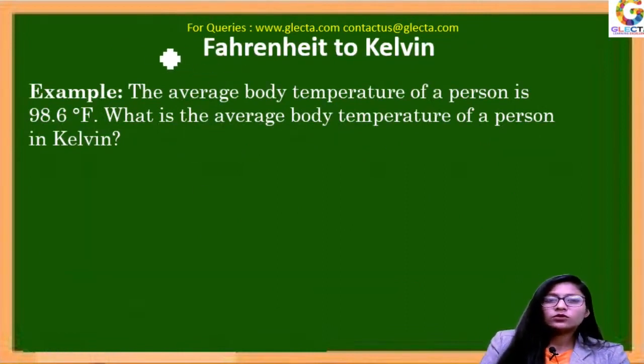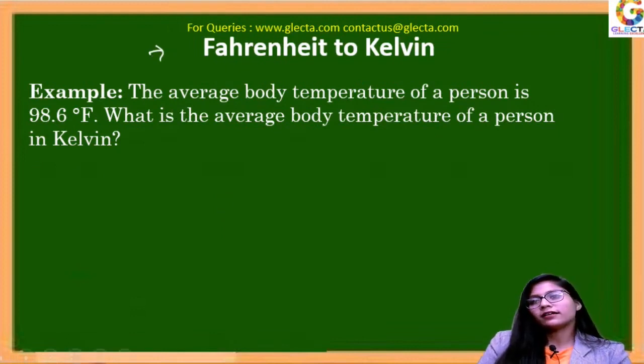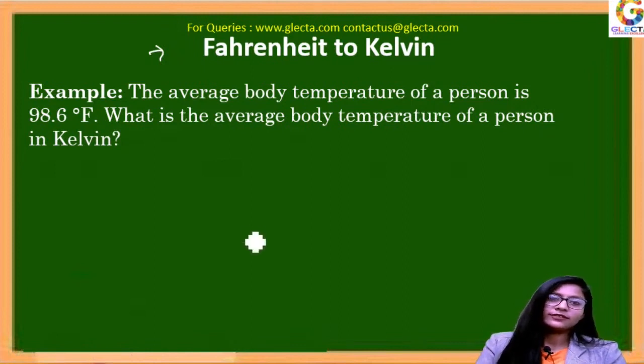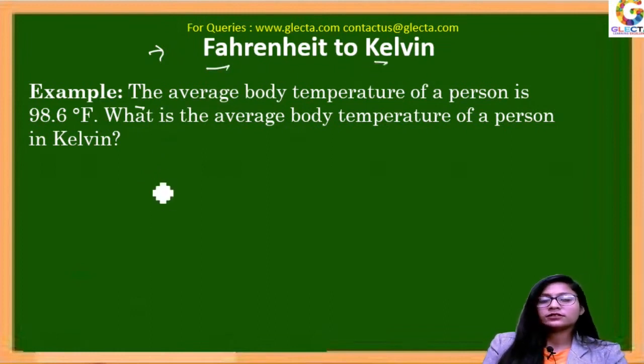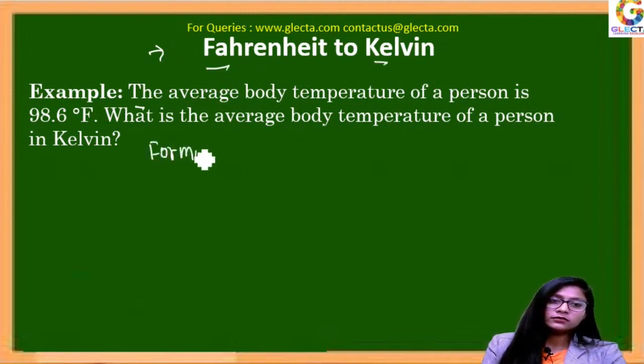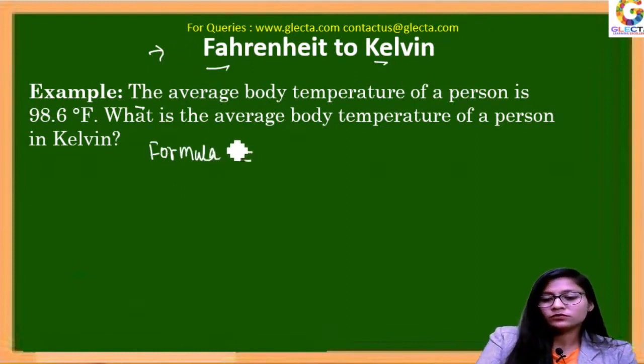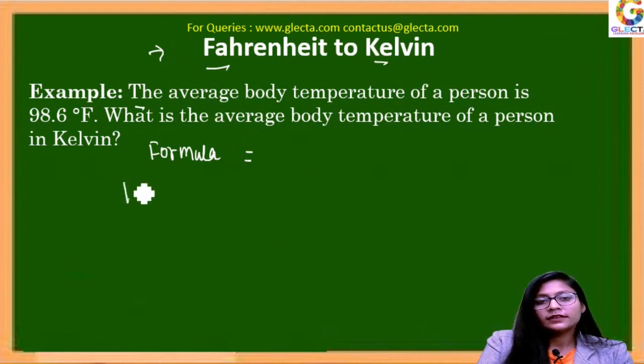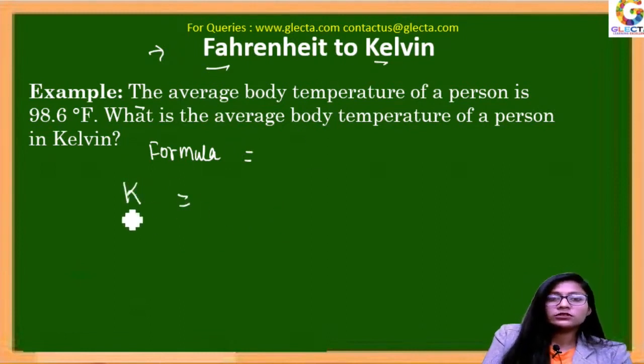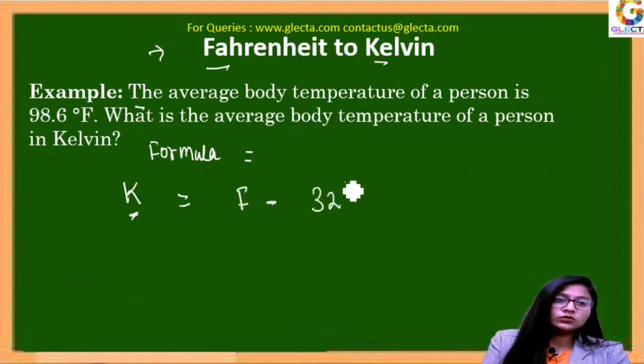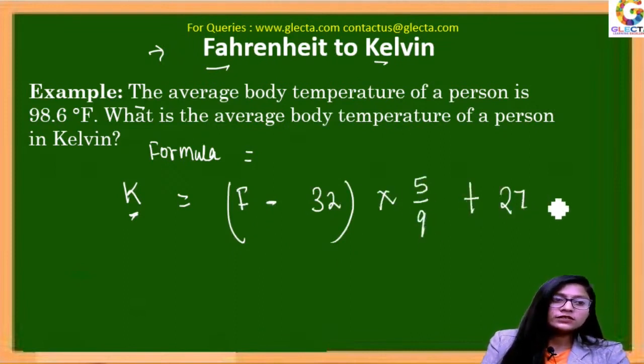Now this is quite typical, but if you have completed the previous questions, you can easily solve this one. Okay, don't fear it. Now you have to convert the Fahrenheit into the Kelvin. The formula for Fahrenheit into Kelvin is: you write K here, and F minus 32 times 5 by 9, then you have to add 273.15.